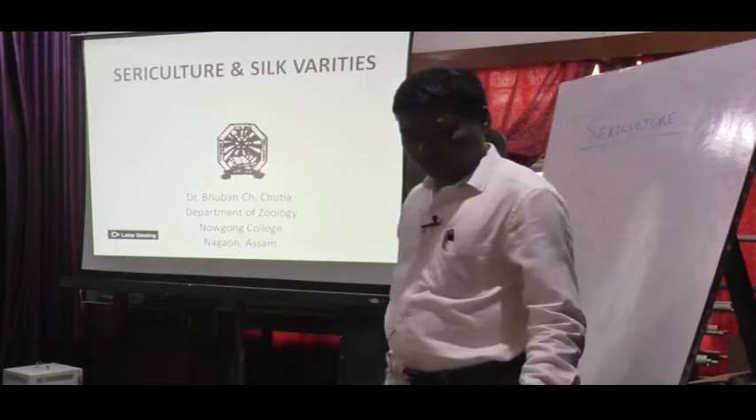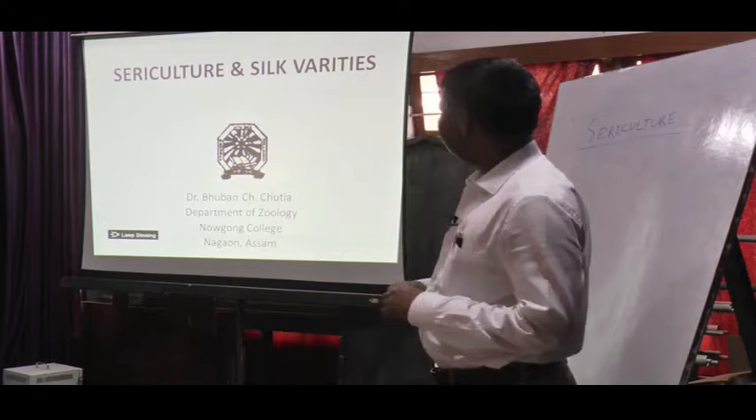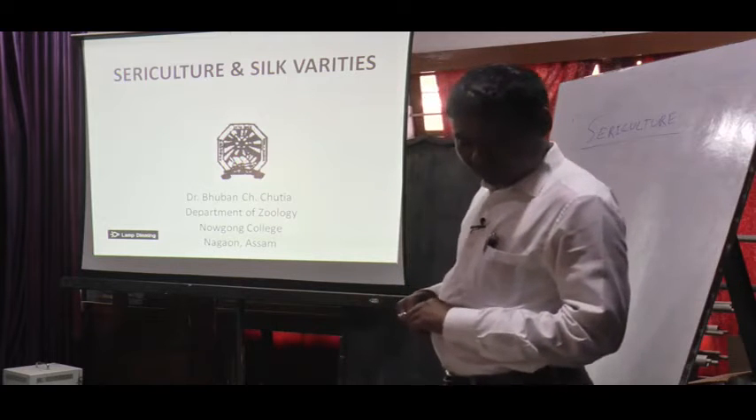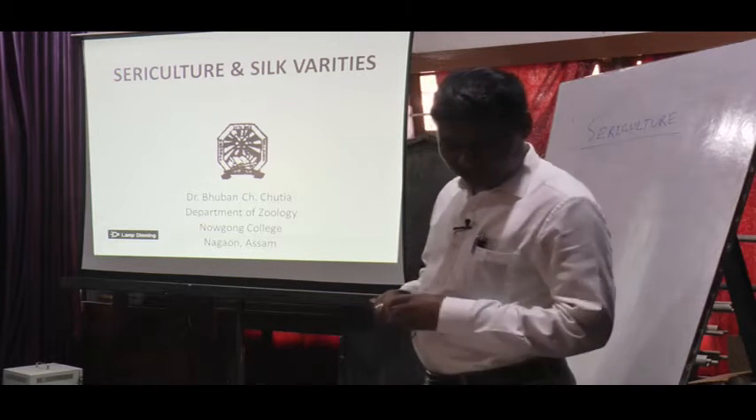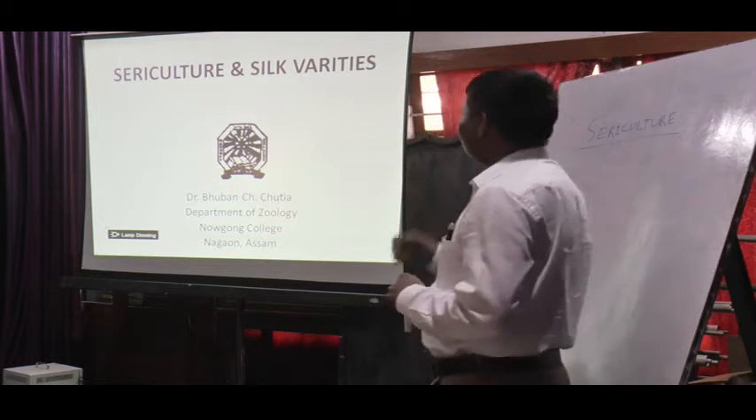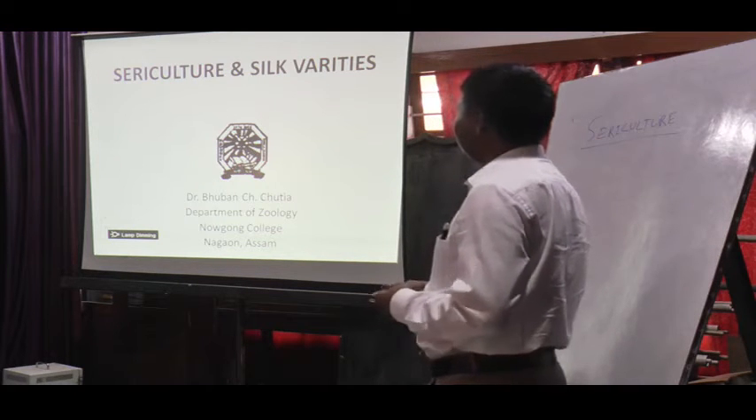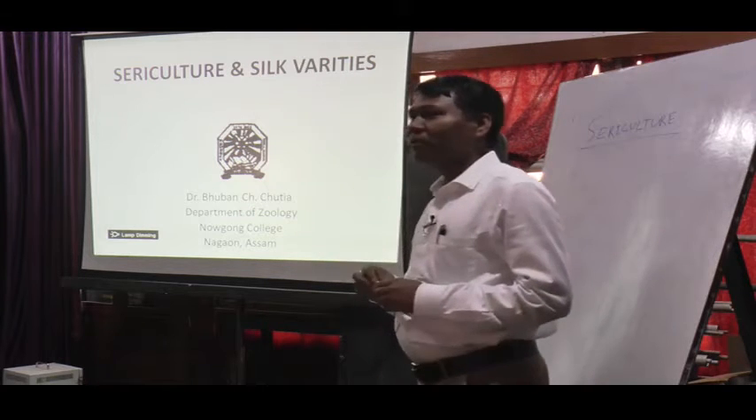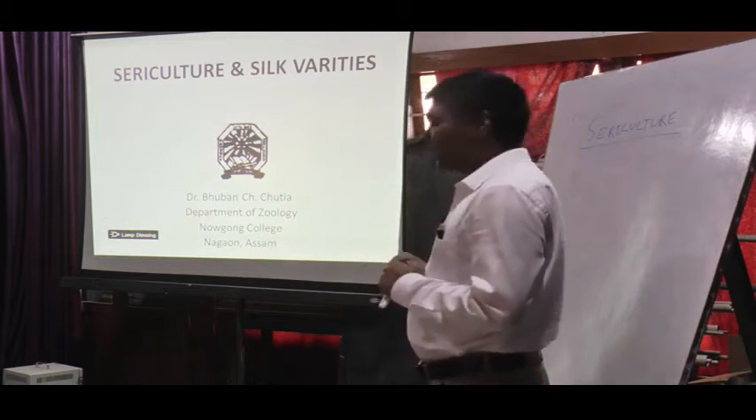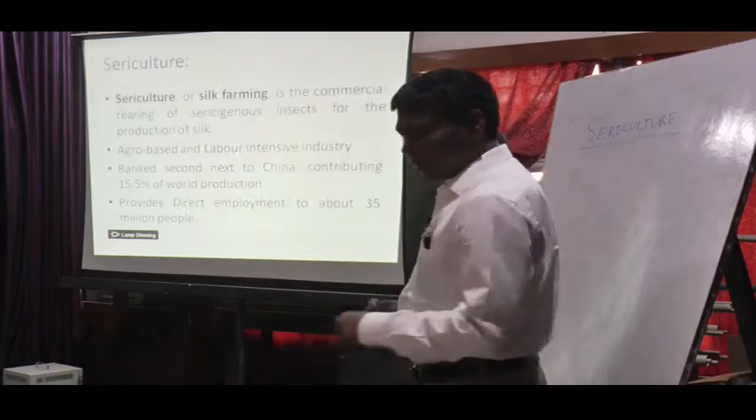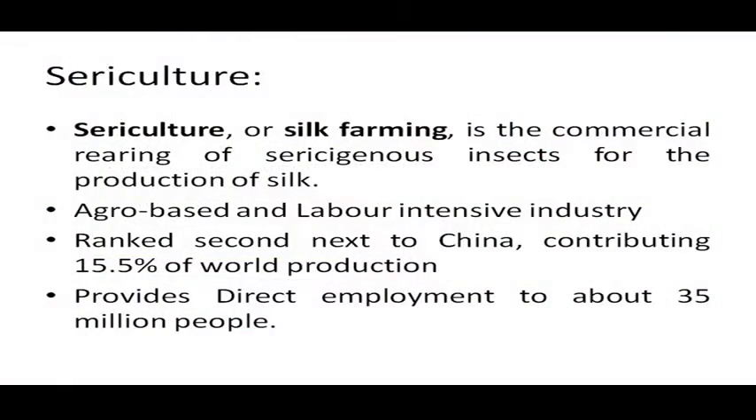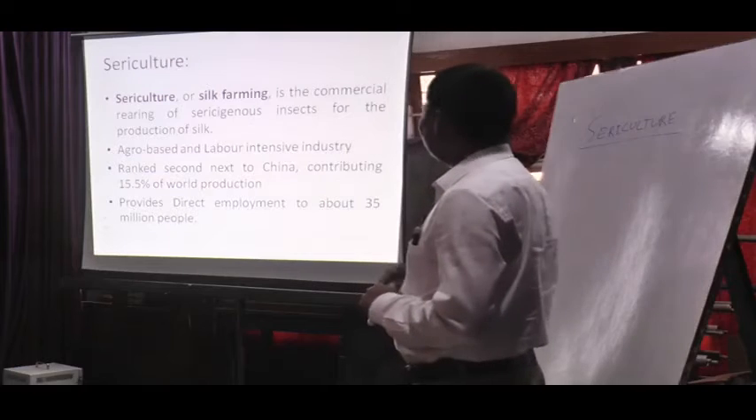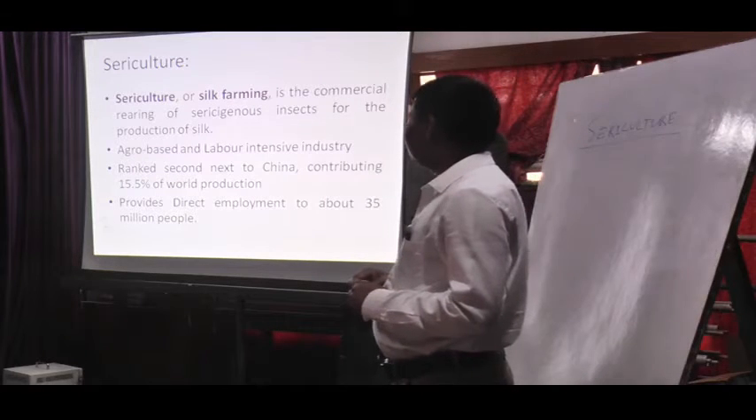Okay, today we will discuss Measures 6.3 paper, sericulture subunit. Going to the details about the sericulture subunit, we have to know what sericulture is. I think you know basically what sericulture is. Sericulture, or silk farming, is the commercial rearing of sericigenous insects for producing silk. Sericigenous insect means silk-producing insect.